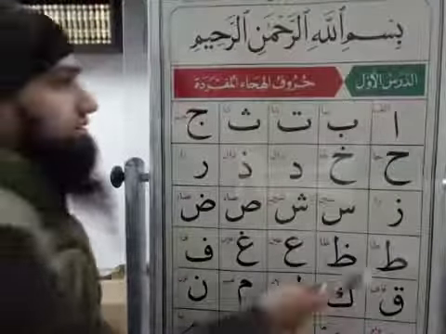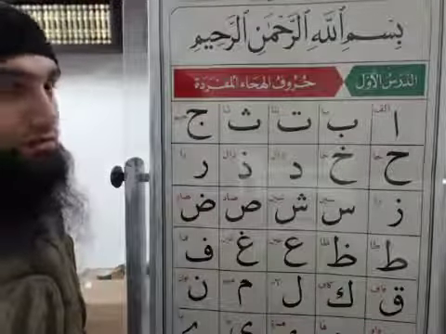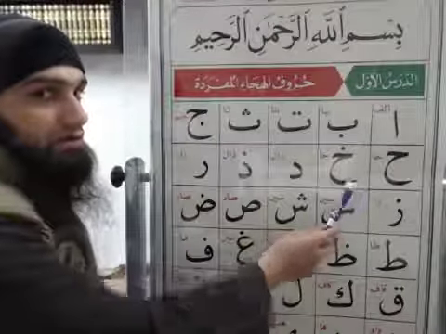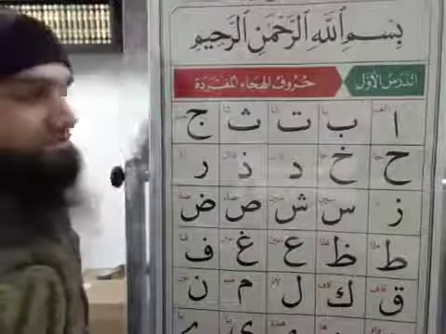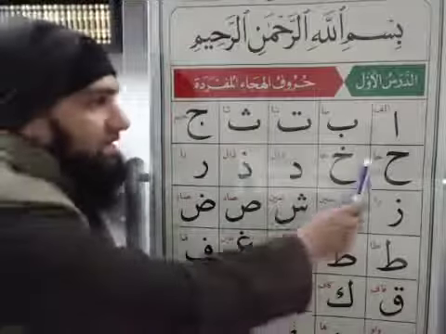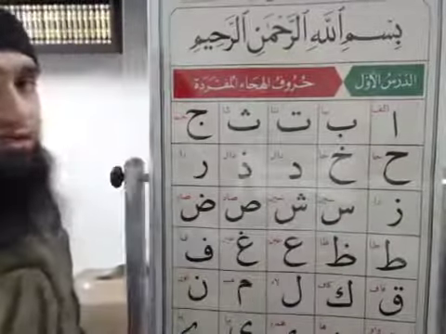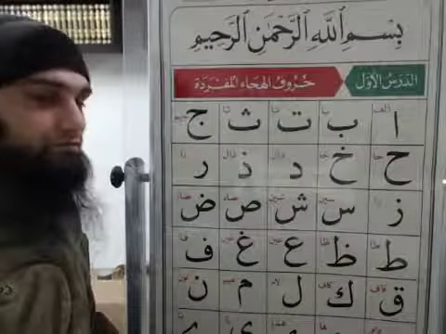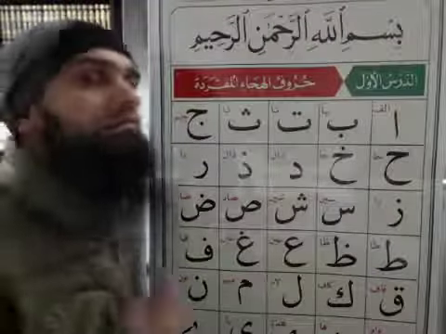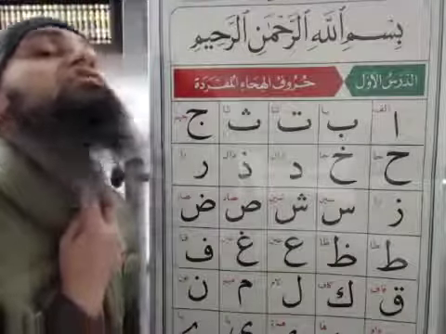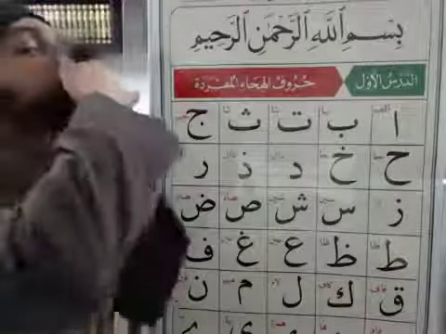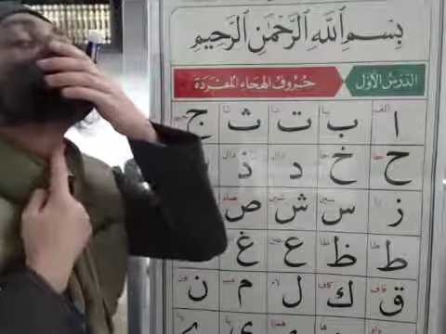The next letter looks like jim, but has no dot. Jim has a dot on the bottom, but this has no dot. Now this letter, it is also a light letter, ends with alif, so you're going to make it long. Comes from the middle of the throat. The middle of the throat. Okay. My beard is blocking. Okay. The middle of the throat.